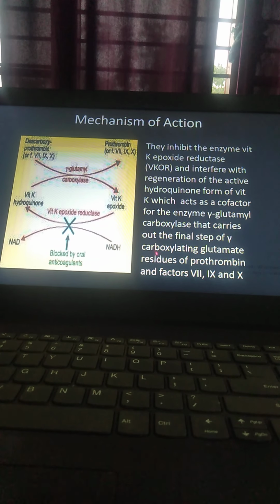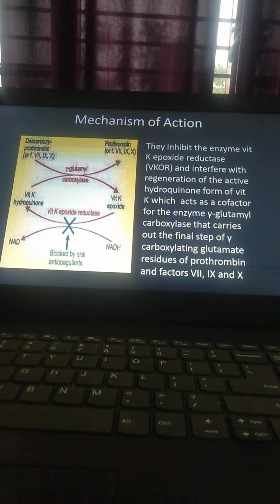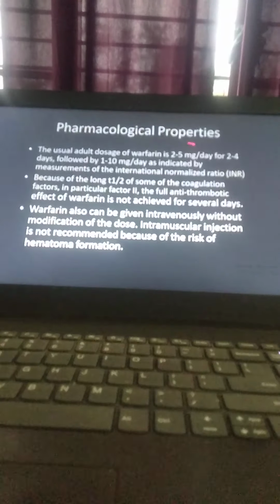step of the gamma carboxylation of glutamate residues of prothrombin and factor 7, and we have 9 and 10. So this is the inhibition. This epoxide is over here in the lower side. So you have to remember this reaction once for all, and then you will remember the mechanism of action of warfarin. Now, pharmacological properties.